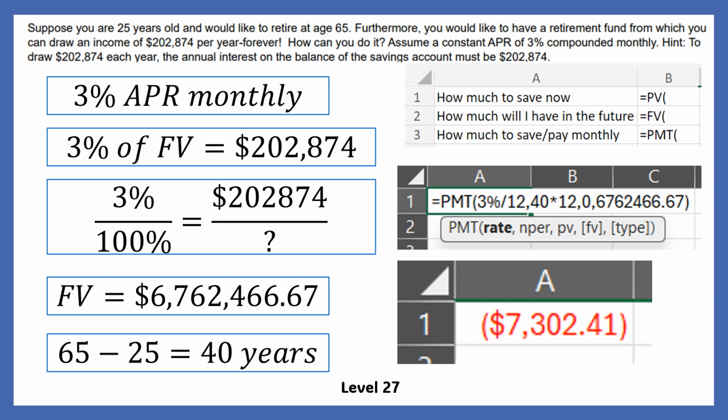So there's a few ways you can make more money in the long term. You can get a better interest rate, you can wait longer, or you can start with more money.